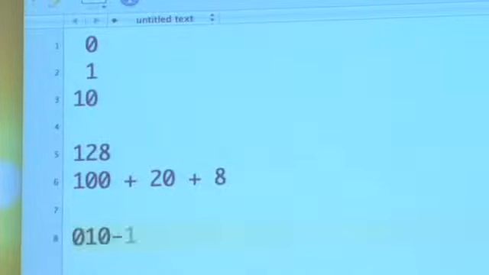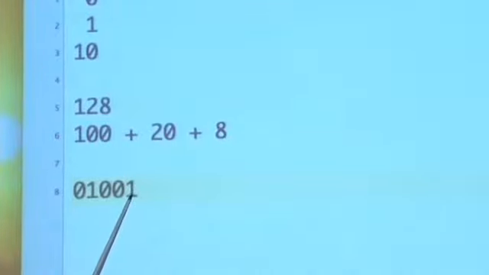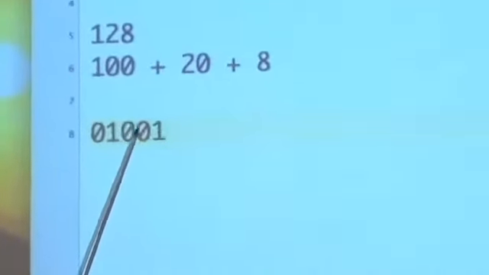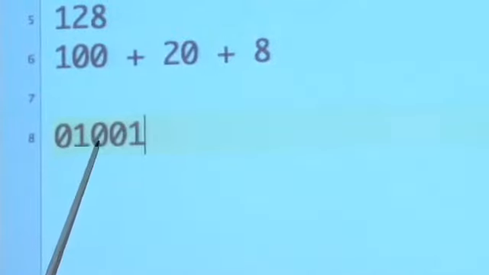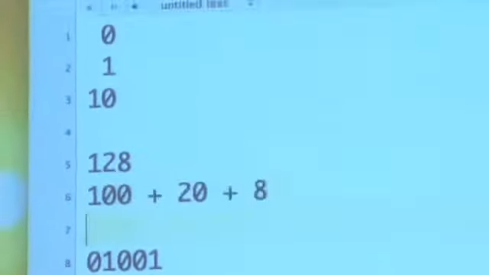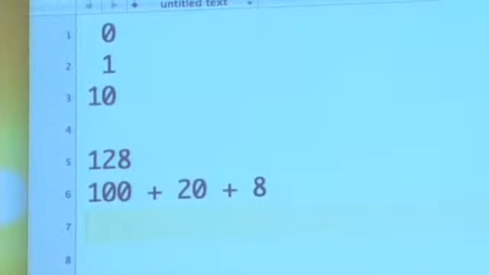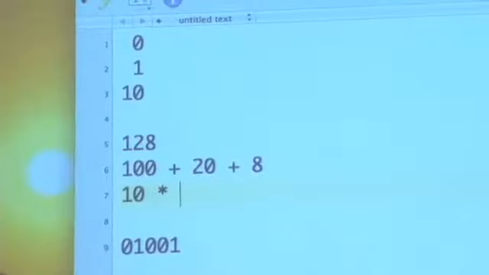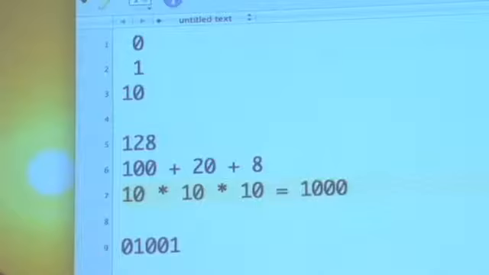Binary looks like this, and it has the concept of places as well, but it's just a little bit different. We have a ones place, oh boy, this is going to get confusing, a twos place, a fours place, an eights place, a 16s place. What you did up here was figure out that the ones place can have 10 different digits, the tens place can have 10 different digits, and the hundreds place can have 10 different digits. So when I have 3 digits, I can have 1,000 different values.